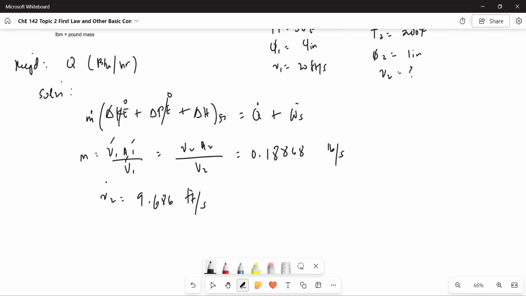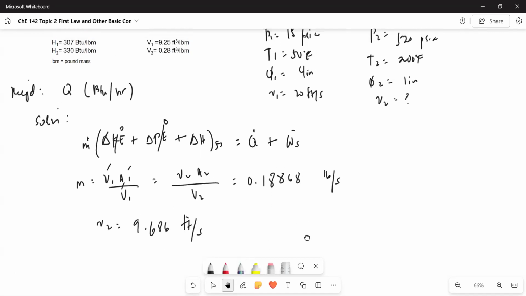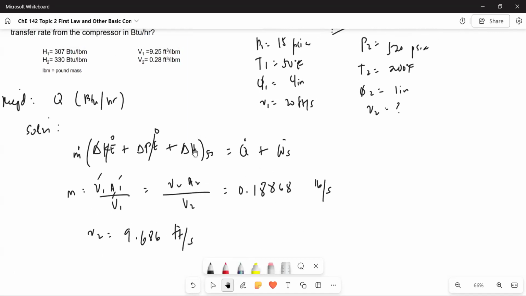Okay, so the next thing is, let's go back to the energy balance. Is everything known already? Oops, I'm sorry. This should not be negligible. We have a velocity. So only the potential energy is negligible. So kinetic energy is not negligible.